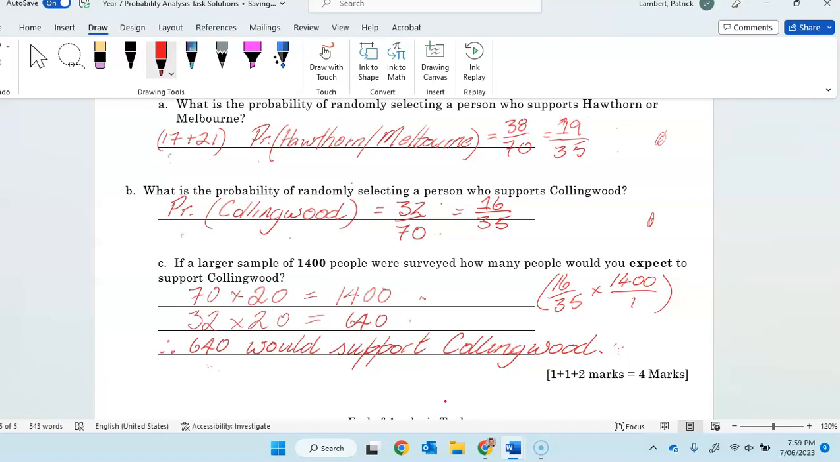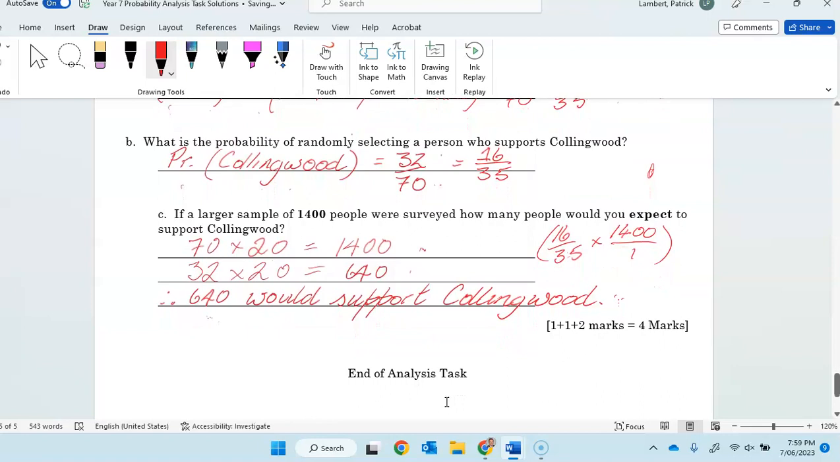And here you could have done it this way, 16 out of 35 times 1,400. And that will give you the amount as well. You cross cancel from here to here and from here to here, and that's what you get. Same answer, 640.